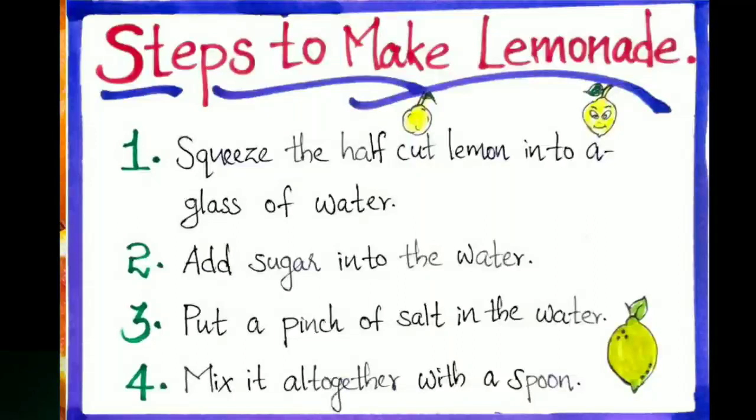See, steps to make lemonade. Number one, squeeze the half cut lemon into a glass of water. And step number two, add sugar into the water. And three, put a pinch of salt in the water. And the last one, mix it all together with a spoon. So these are the steps to make the lemonade.